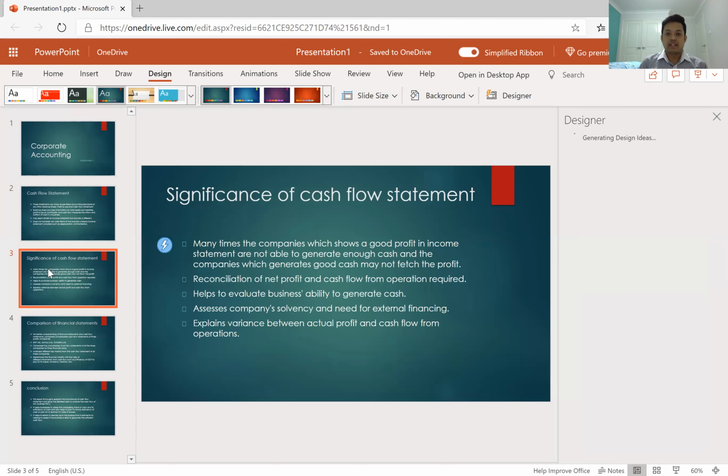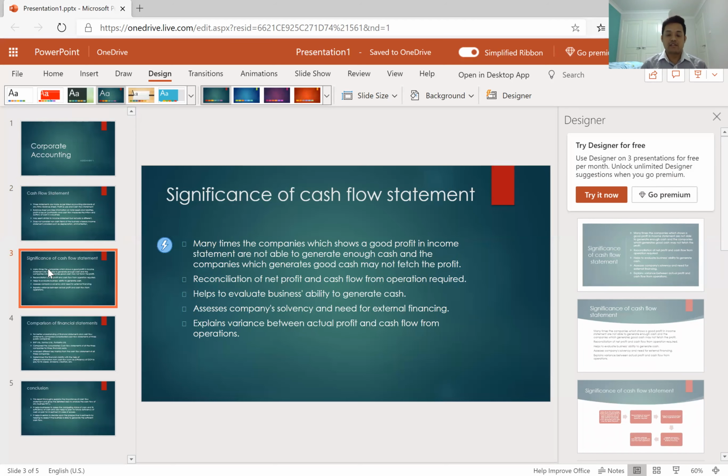Now, talking about the significance, the cash flow statement is a very important tool of the business. We can see that many times companies show a good profit in the income statement, but they are not even able to generate sufficient cash to hold their regular operations. In some cases the opposite happens, wherein the company may have a good cash balance, but cannot make a good profit or a good income statement.